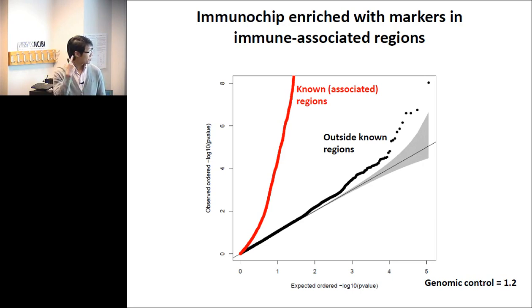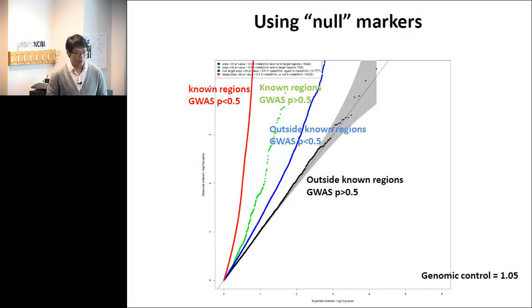So the way that we try to address this is that we look at results from 3 previous GWAS studies. This is independent of our Immunochip. We perform a meta-analysis based only on the 3 GWAS studies and identify markers that have p-value greater than 0.5. We treat those as null markers, which are the markers that are not supposed to be associated with psoriasis. Then we split the 2 different categories in my previous slide into these 4 different categories.